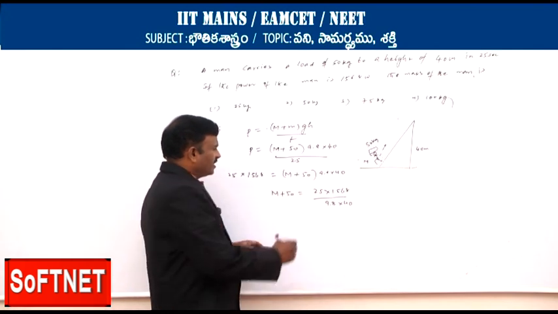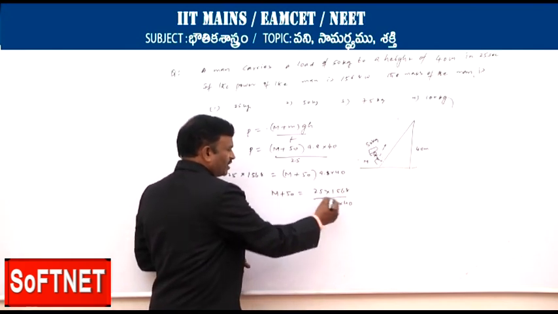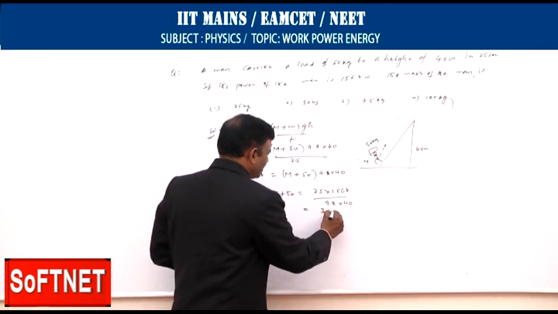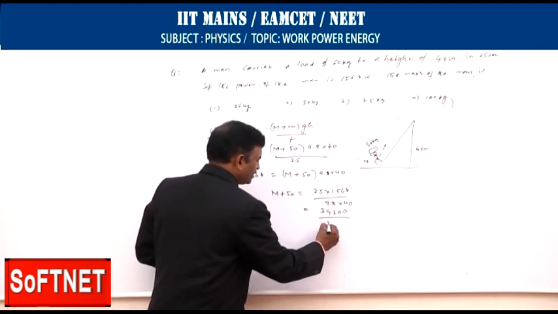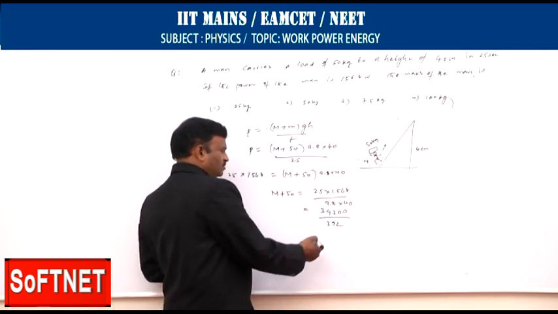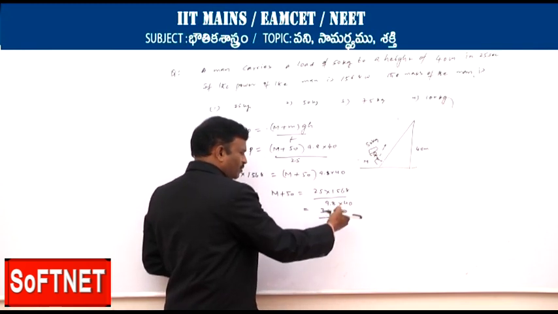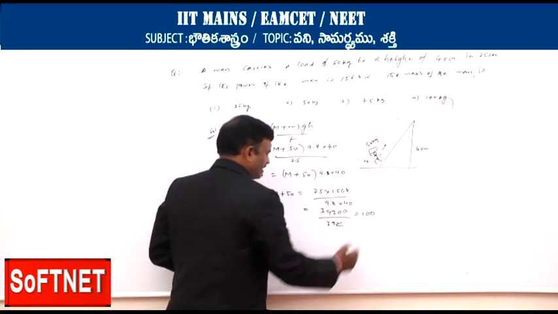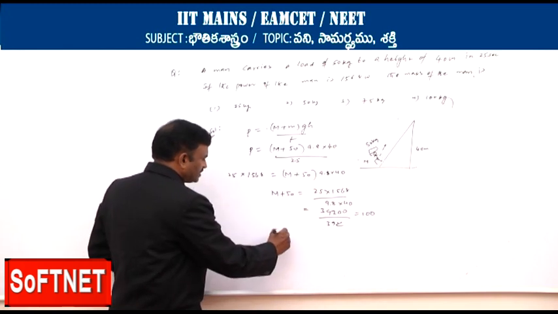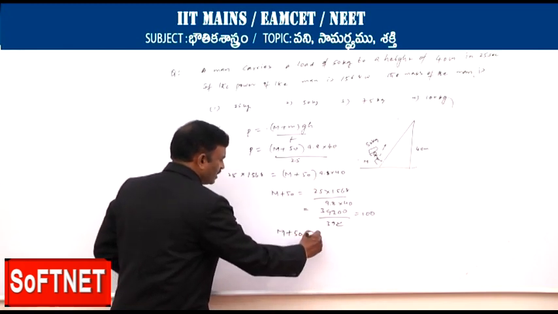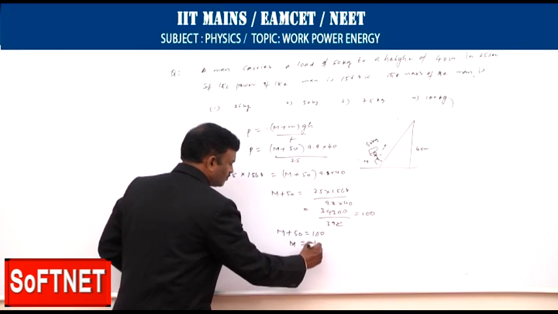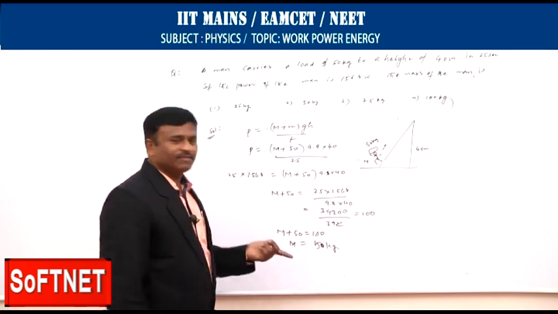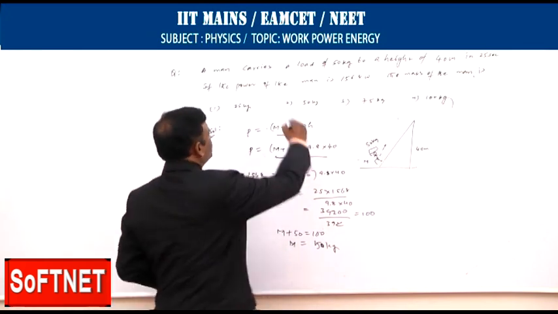1568 into 25 by 9.8 into 40, this is 39200 by 392. Here 392 gets cancelled, this will be 100. Finally M plus 50 is equal to 100, so M is equal to 50 kg. So he is carrying 50 kg, and his mass is also 50 kg.